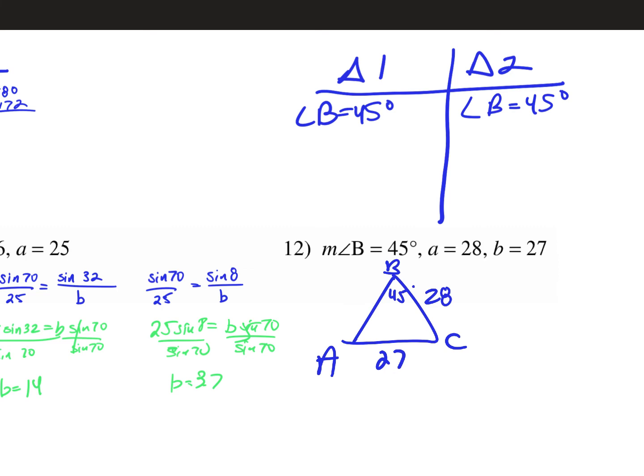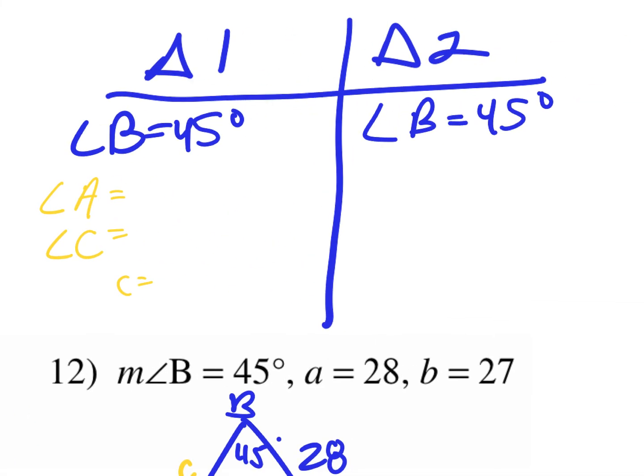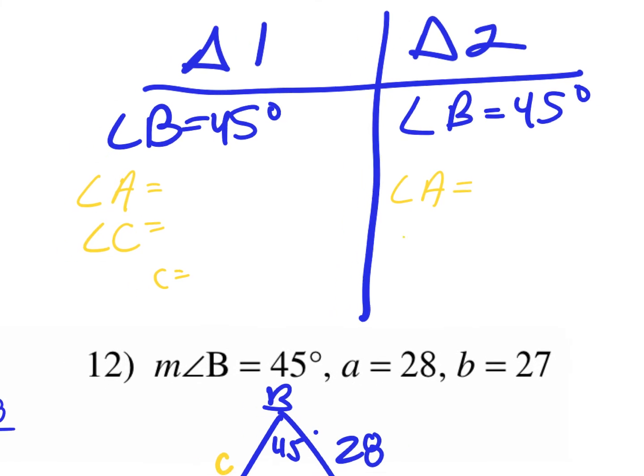Do I have my proportion that I can use for my law of sines? Yes, I have sine of 45 and I have side 27. So I'm looking for side A and side C. And I'm looking for angle A, angle C, and I'm looking for side C. So I have to find angle A. That's the first one I'm going to find. Then C, then little c.